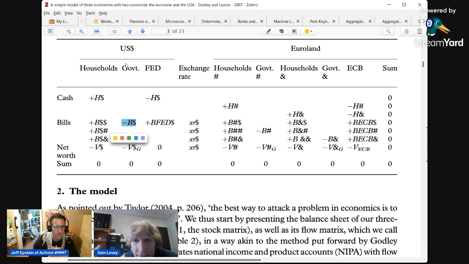Yes. So for the dollars, it's the U.S. government. And then over here for this one, it's the pound government. And for this one, it's the euro government, right? But then a lot of different people can hold that asset, right? Some of the bills that the U.S. government issues get held by U.S. households. Some of them get held by the Fed. Some of them can get held by households in the pound country. These are holding bills issued by the U.S. government. Yes, I understand that. And same with the other country and with the central bank in Europe, the ECB.